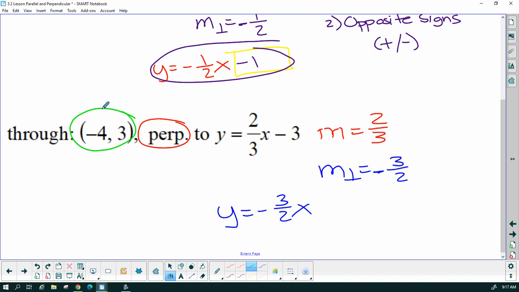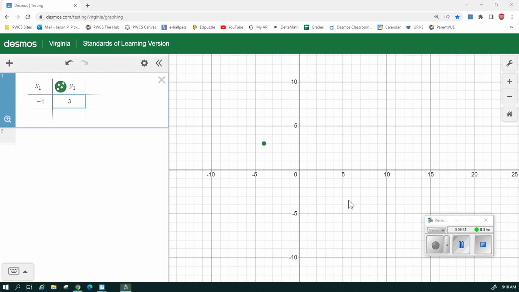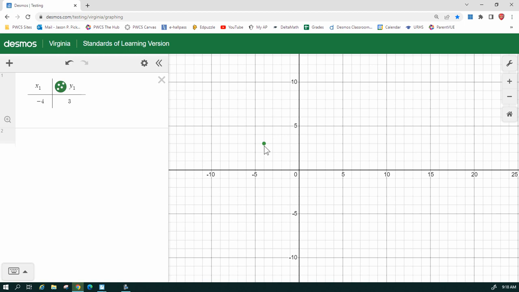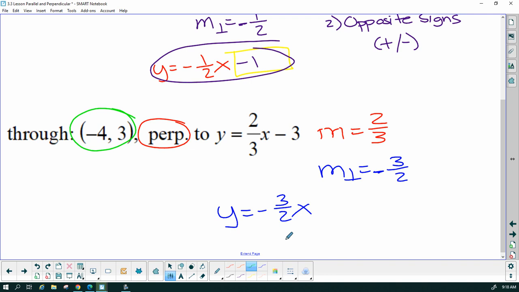And now I'm going to use this point, like I have so far this lesson, to find the y-intercept. And so my slope is negative 3 over 2, so that tells me to go down 3, right 2. So I'm going to start at this point I want my line to go through and go down 3, right 2. Down 3, right 2, and I'm going to cross the y-axis right there. That's negative 3. And so I'm going to complete my equation by saying minus 3.